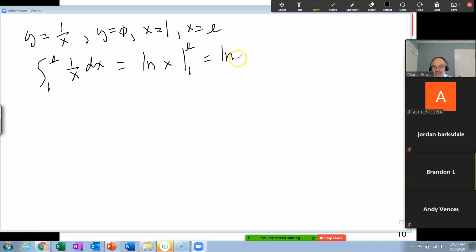Log of e minus log of 1. Anyone know what log e is? Oh, please say yes. Log is the inverse function of the exponential function. Exponential function, inverse function of the log function. So this comes out 1.